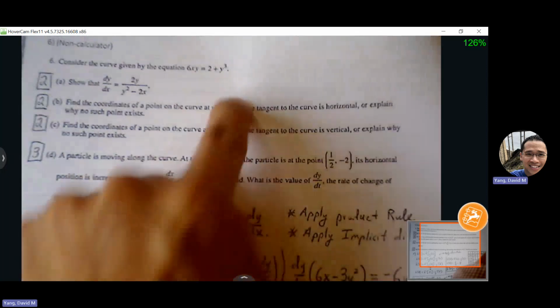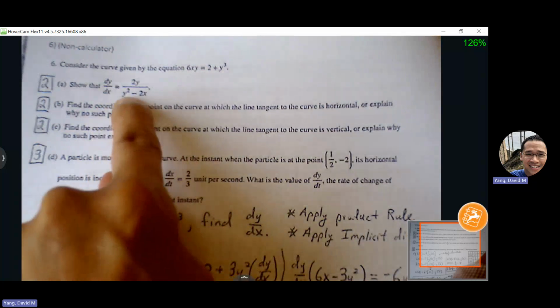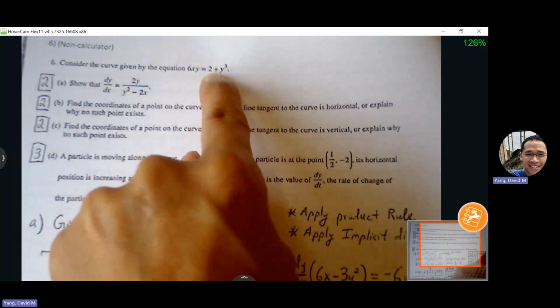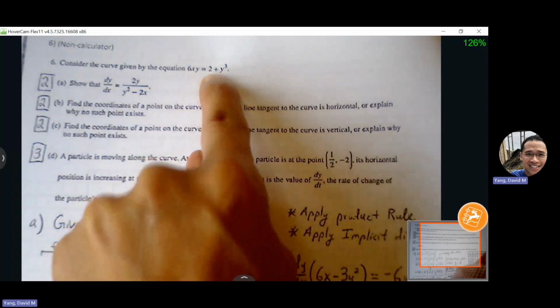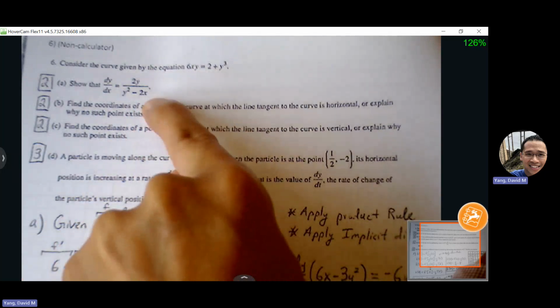Okay, so we're given the equation 6xy equals 2 plus y cubed. We want to start here and we want to show that the derivative is equal to this. So we're going to go through whatever derivative process from here. And the nice thing is they're telling us what the answer is. We just have to bridge the gap between our starting point and our ending point.